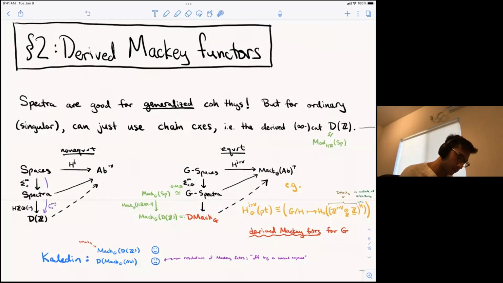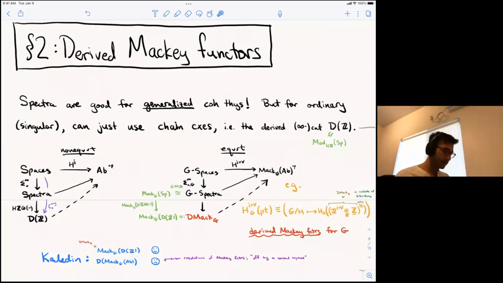This is some Mackey functor, and it assigns to G mod H ultimately just some homology group of a chain complex. That's the value in here. And this notion of derived Mackey functors goes back to Kaledin, who studied derived Mackey functors, again, that's Mackey functors in the derived category of Z.